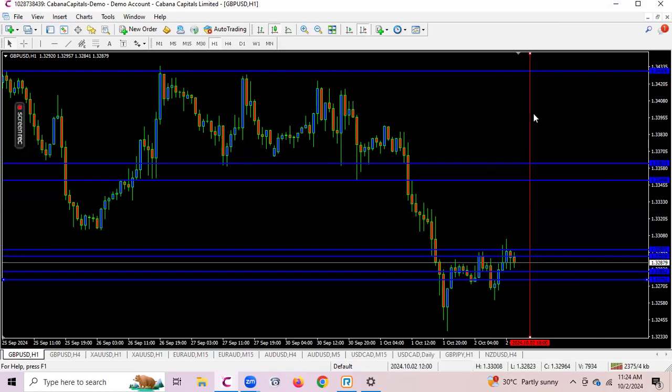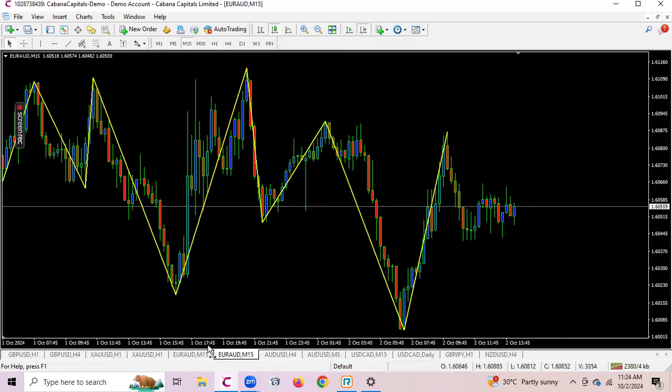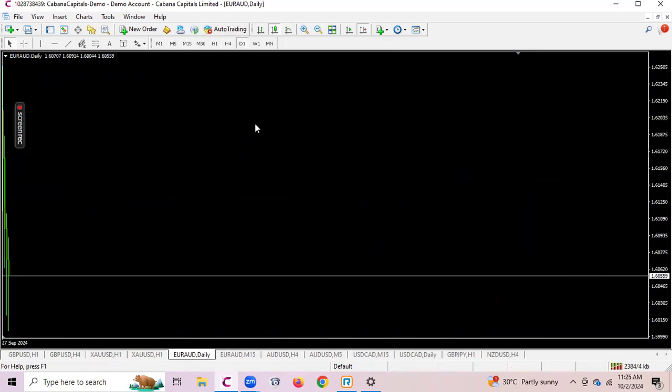Which other pair do you want us to look at? Let me know in the comment section. Let's look at Aussie, Euro Aussie. Okay, let's start with the daily time frame.